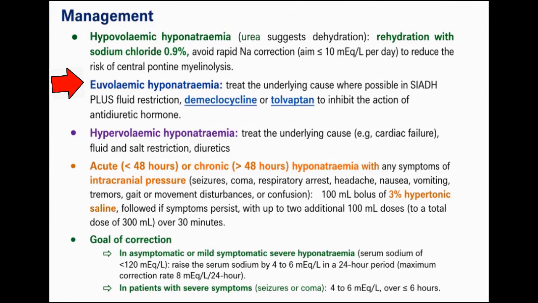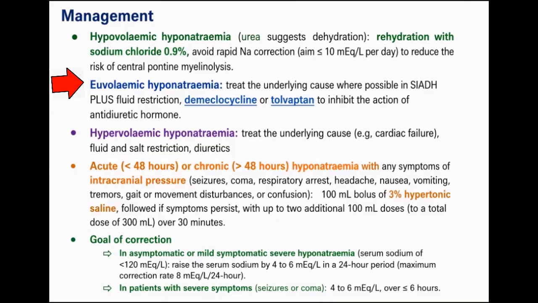If SIAD persists, fluid restriction. This is the first-line treatment. Limiting water intake reduces dilution of serum sodium. Demeclocycline, an older drug that induces nephrogenic diabetes insipidus, reducing the kidney's response to ADH. It is used less frequently today because of potential nephrotoxicity.